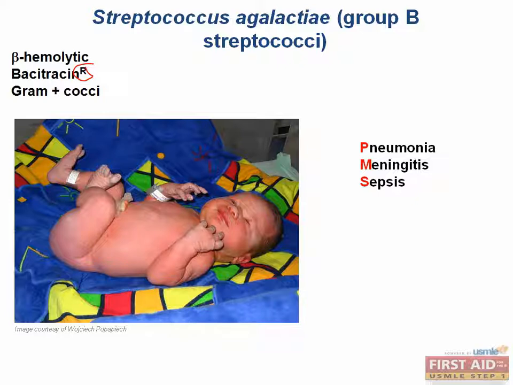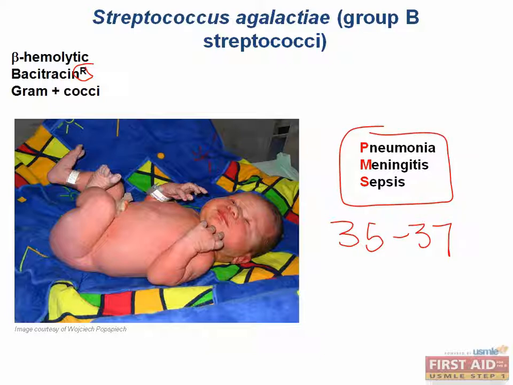Group B strep is normal flora in the genital tract of approximately a quarter of all women. Therefore, it is actually standard practice in the United States to screen all pregnant women at approximately 35 to 37 weeks of pregnancy. These women who have a positive culture will receive intrapartum penicillins a few hours before giving birth to prevent these serious complications.